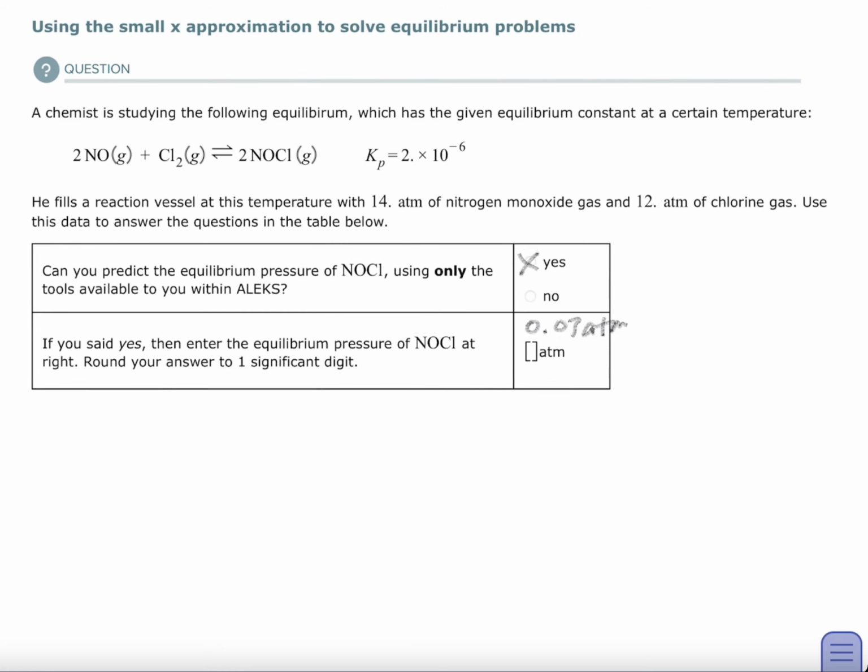So to answer the question, you're kind of lying here. Can you predict the equilibrium pressure of NOCl only using the tools within Aleks? Yeah, if you fudge it, because there is nothing in Aleks that'll tell you how to do something to the x cubed power. So I'm just going to say yes, and then what is that pressure to one significant digit? It was 0.07, and then they give you the units of atmospheres. So I hope this makes you happy that you can actually get an answer without doing ugly math. Hope you're doing well.